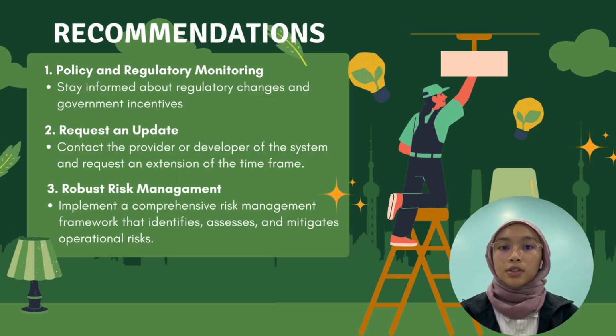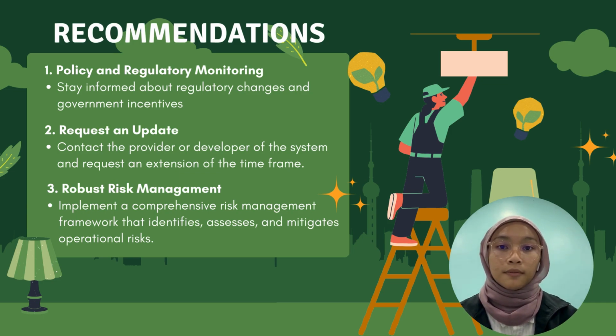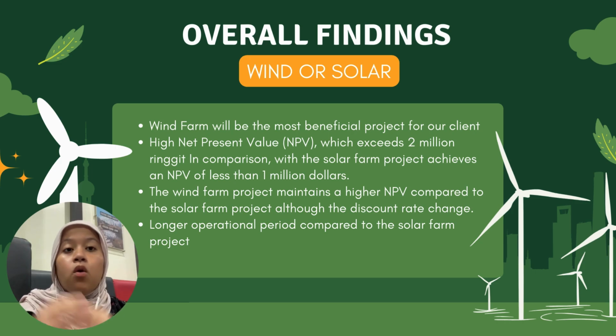The last one will be robust risk management. Implementing a comprehensive risk management framework can be used to address operational risks such as equipment failures or unexpected maintenance costs. This framework should identify, assess, and mitigate operational risks. Regular maintenance schedules, contingency planning, and investment in reliable equipment can help minimize disruptions, ensuring that revenue and expenses remain as predictable as possible. Now I'm going to explain our overall decision based on our financial model.